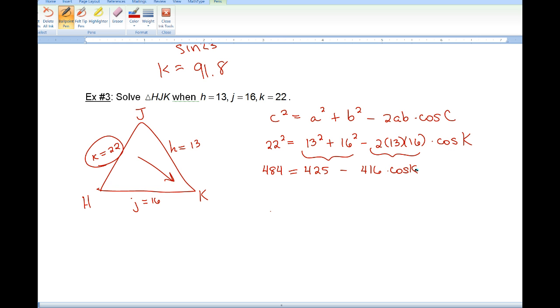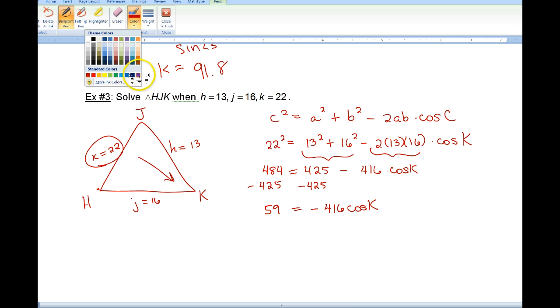Now, the most common mistake I see is that students will subtract 425 minus 416. But you can't do that because 416 is multiplied to cosine of K. So we're actually going to subtract 425 from both sides. Okay, what's 484 minus 425? 59.